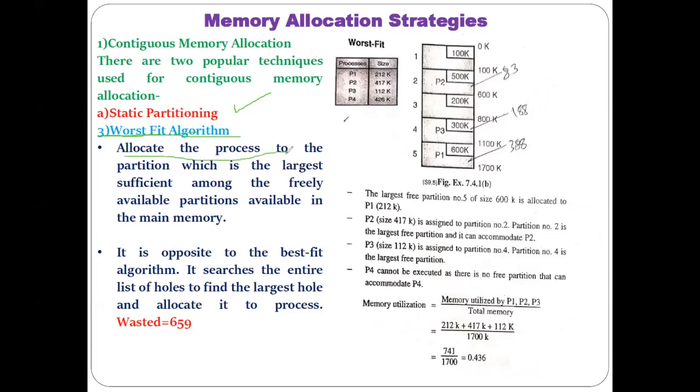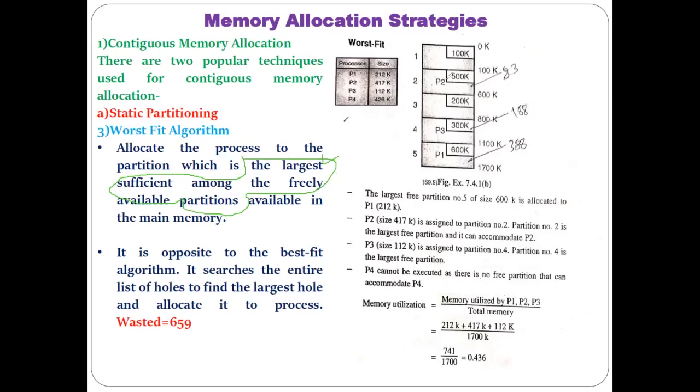Allocate the process to the partition which is the largest. Now see here, you have to concentrate on this word: which is the largest sufficient among the freely available partitions. So allocate the process to the partition which is the largest sufficient among the freely available partitions.